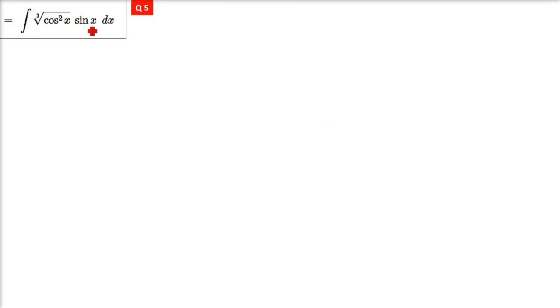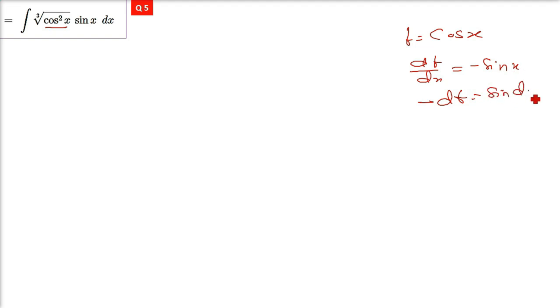Now this is the cube root of cos square x sin x. If we take cos x equals t, sin x will come, and that's what we want. Always remember, the thing which is inside the root should be taken first, and then see whether we get something out of it or not. So dt by dx is minus sin x. I have taken the negative to the other side. So sin x dx can be written as negative dt.